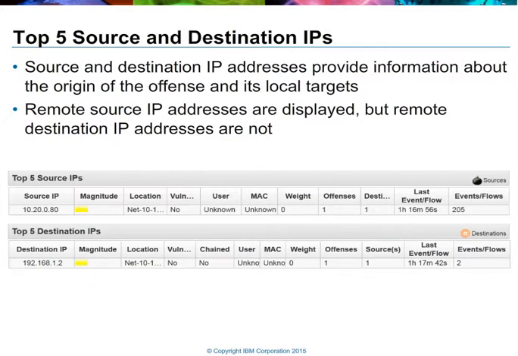Investigating the offense further, we go to the top 5 source and destination IPs. Since this is a source IP indexed offense, you only see one source IP address listed here. Next, if you look at the top 5 destination IPs, you also see, even though there are multiple IP addresses associated as destinations to this offense, only one is listed here. That is because we're only listing known IP addresses, meaning those that are defined in the network hierarchy.